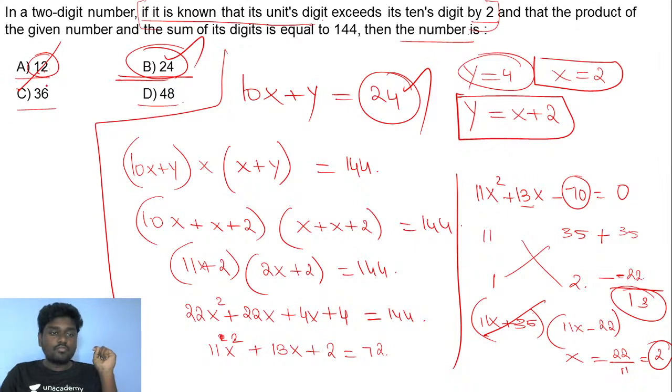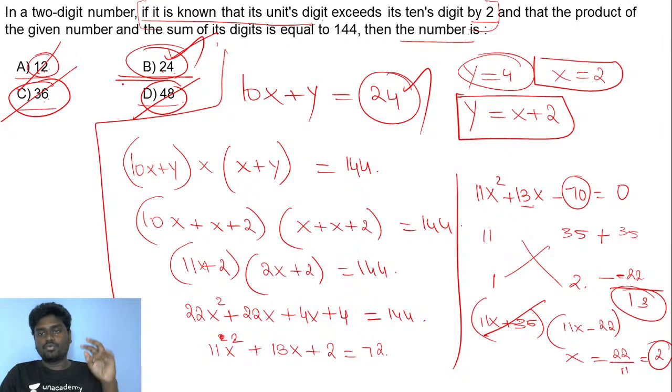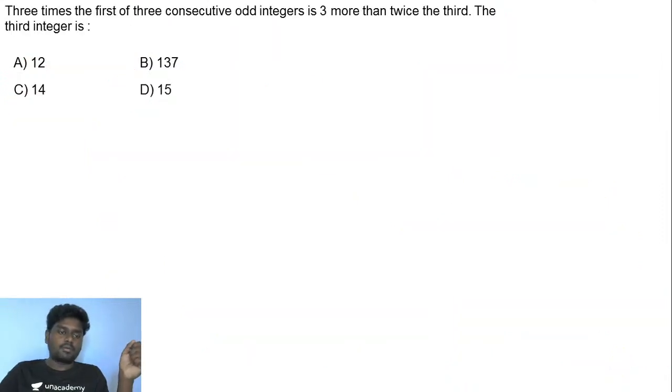In the same way, if you go for option C, the unit digit exceeds the tens digit by 3, so it gets ruled out. And here the unit digit exceeds the tens digit by 4, gets ruled out. But only in option B, the unit digit exceeds the tens digit by 2. So from the first statement alone, you can arrive at the exact option for the given question. That's it. Okay. So next question, guys. Come on.